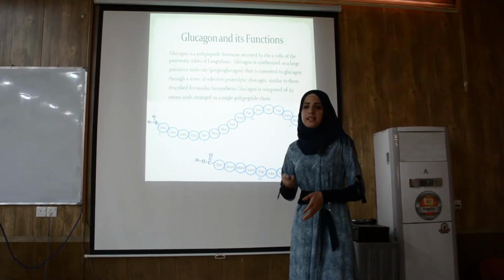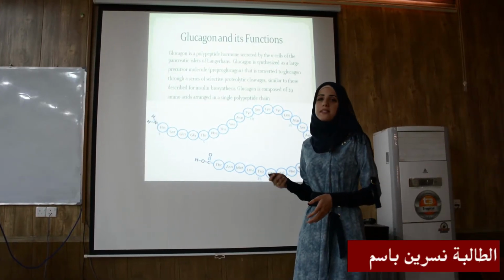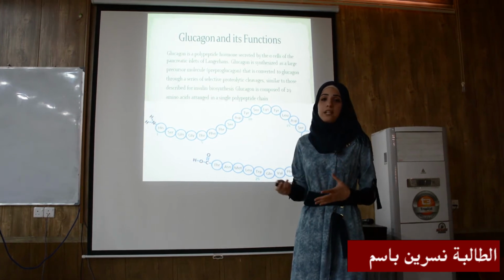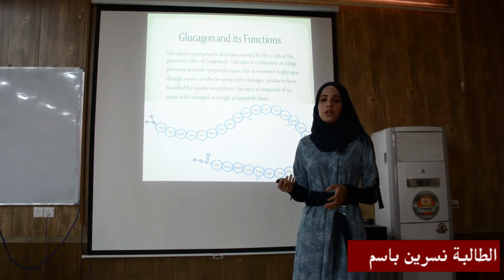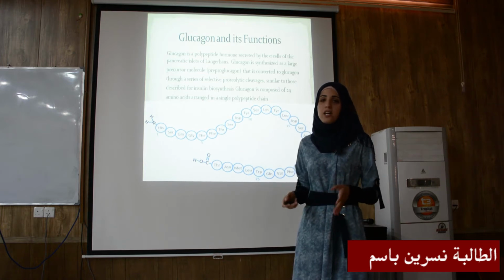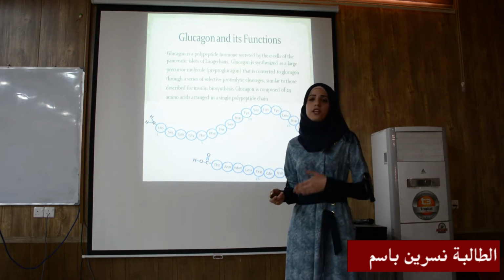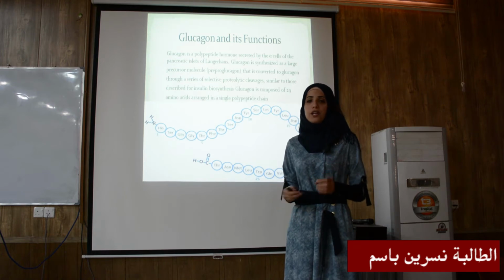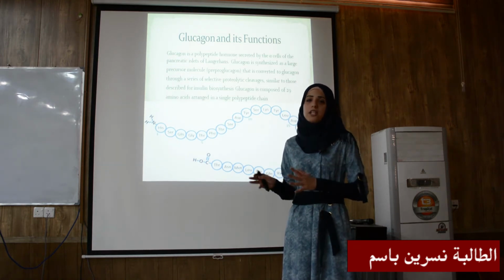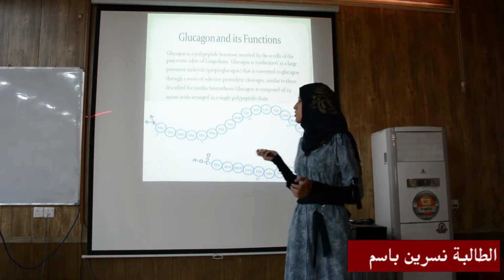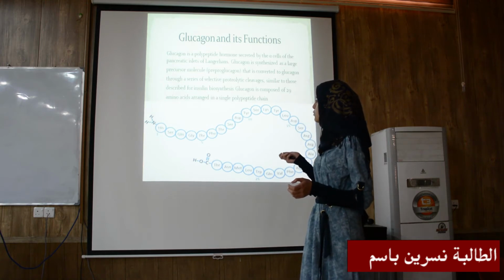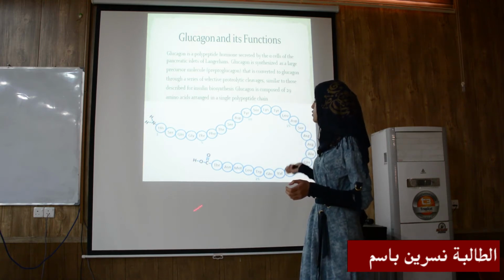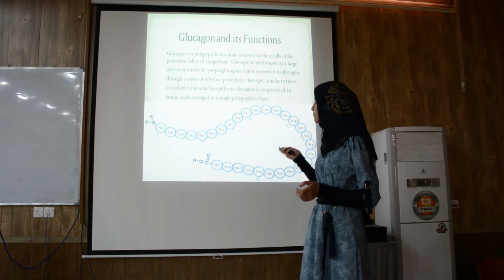After my colleague Haidar has discussed insulin, I'll be discussing something which has a completely opposite effect, which is glucagon. Now, glucagon is a polypeptide hormone secreted from the alpha cells of the pancreas. Just like insulin, it undergoes a number of proteolytic cleavages to transform it from a precursor molecule, pre-proglucagon, into proglucagon and eventually into glucagon. Here you can see the structure of glucagon, which consists of 29 amino acids arranged in a single polypeptide chain.